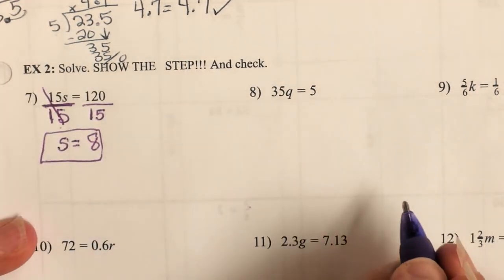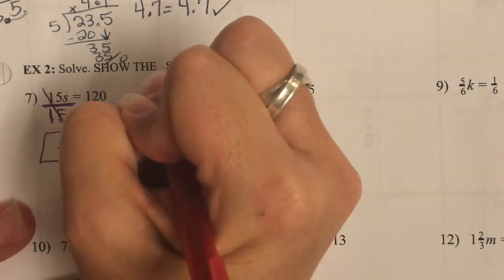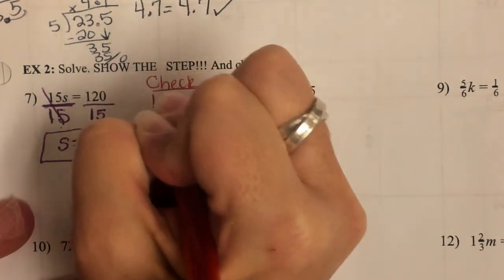Okay. Now, these are kind of easier to check because the steps are just a little faster. So I'm going to write the problem.